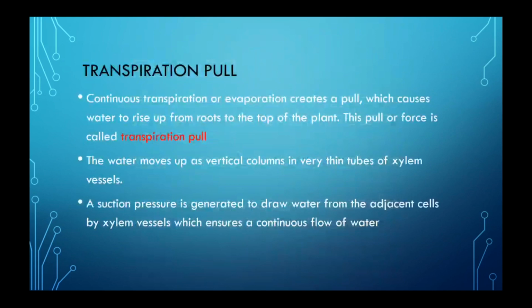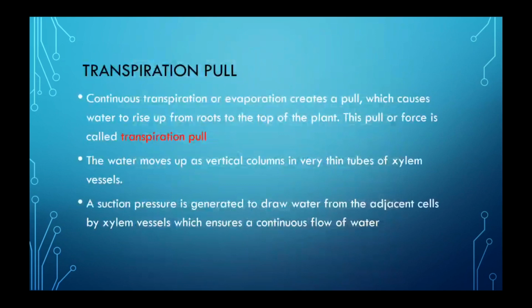Transpiration pull is what? It is the continuous evaporation of water. When there is a continuous evaporation of water, then a pull is generated, which makes the water continuously pull up from the roots to the leaves. Okay, and this pulling up, this force or this effort, is known as transpiration pull.